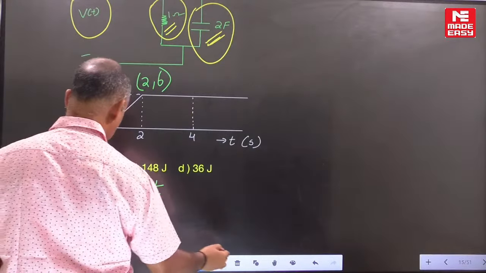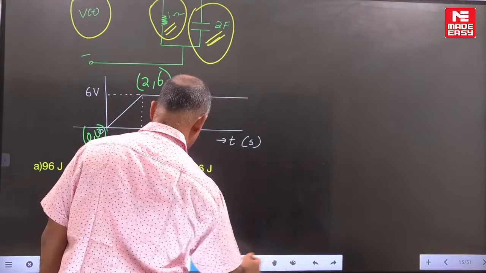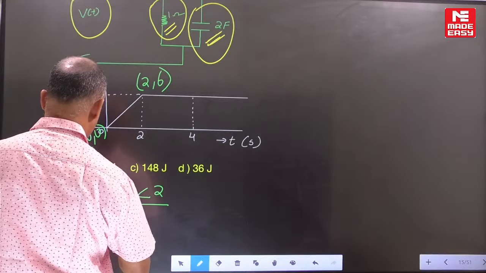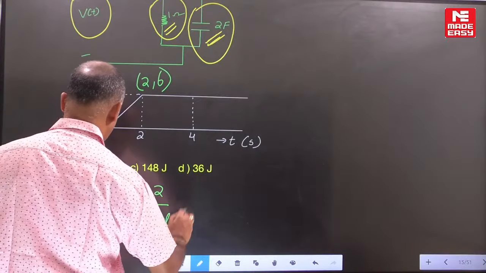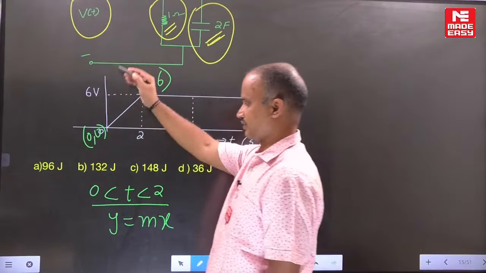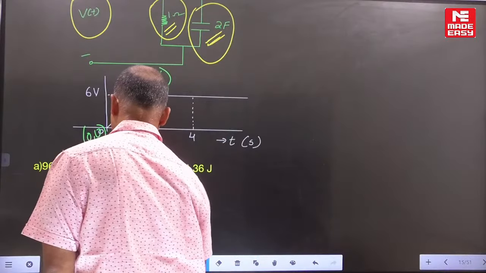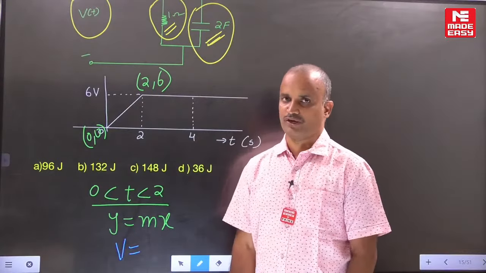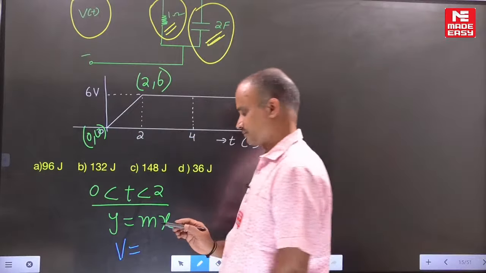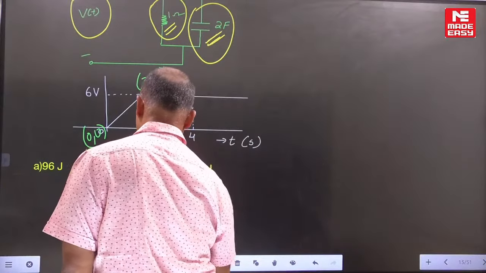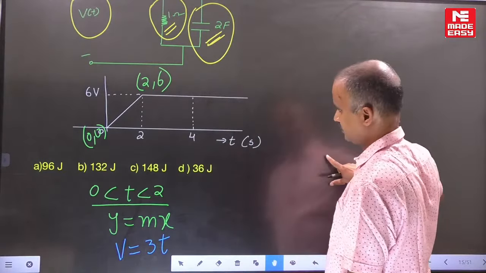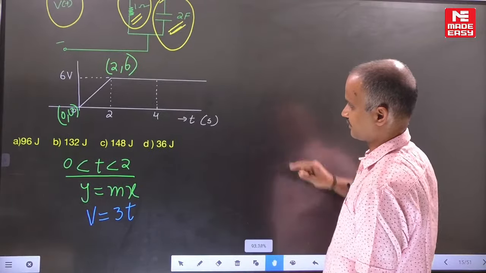For the 0 to 2 seconds interval, we can simply use the y equal to mx formula. Directly I am writing here. Along the y-axis, what we included in this example is voltage. The slope is y2 minus y1 by x2 minus x1. If you find the slope for this data, the slope is 3. Along the x-axis we have time. Now v equal to 3t. This is the general equation corresponding to the 0 to 2 seconds interval.